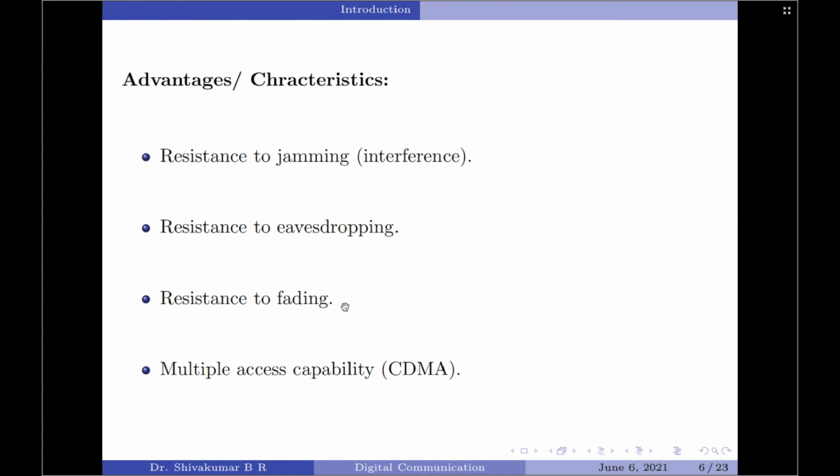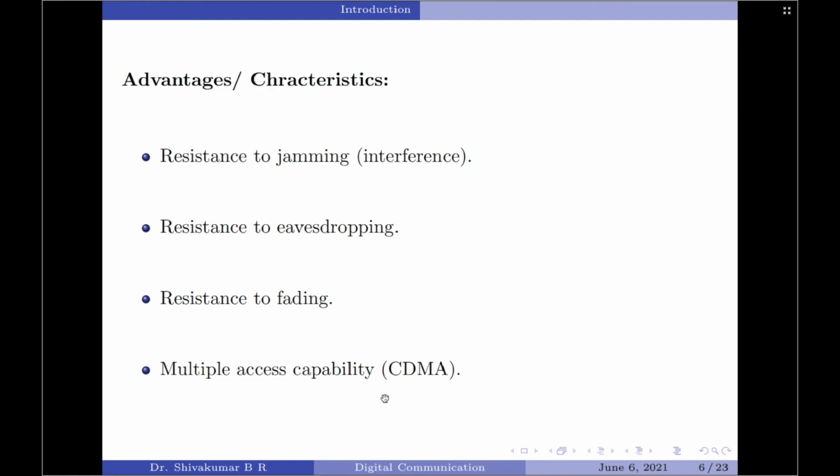Moving on to the third characteristic, that is resistance to fading. The high bandwidth occupied by the spread spectrum signals offers some frequency diversity. That is, it is unlikely that the signal will encounter severe multipath fading over its whole bandwidth. You should note, in direct sequence systems, the signal can be detected by using a rake receiver.